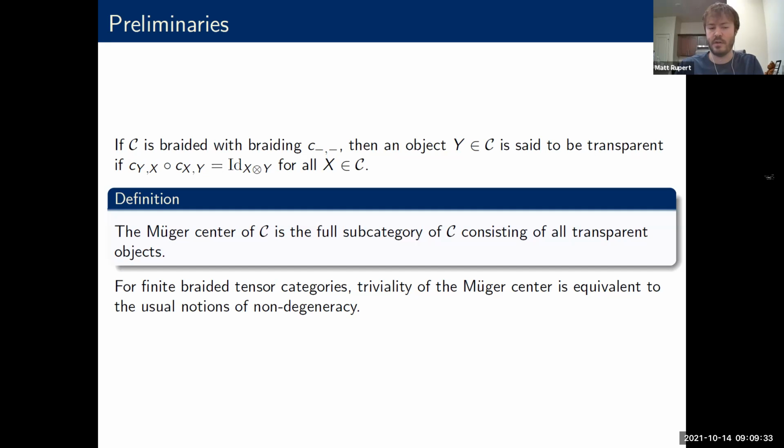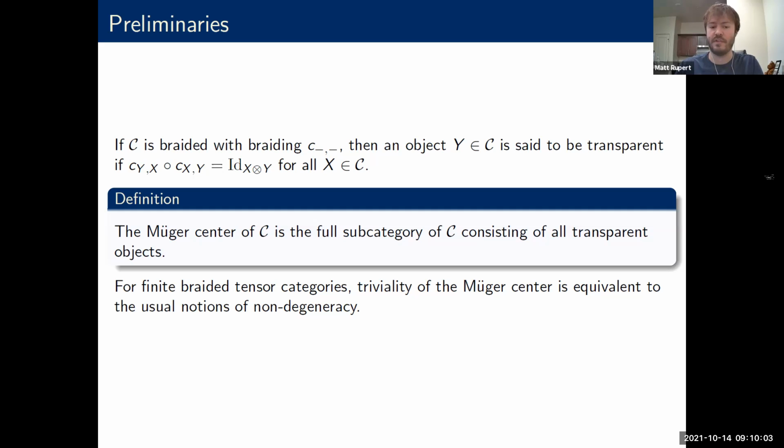And the last thing I need to mention before getting into more motivation and some results is just the notion of the Müger center of a category. So if C is braided, then an object is said to be transparent in C if its double braiding with any other object is the identity. And the Müger center then is the full subcategory of transparent objects.